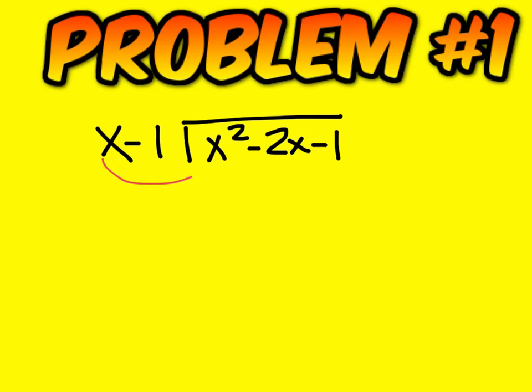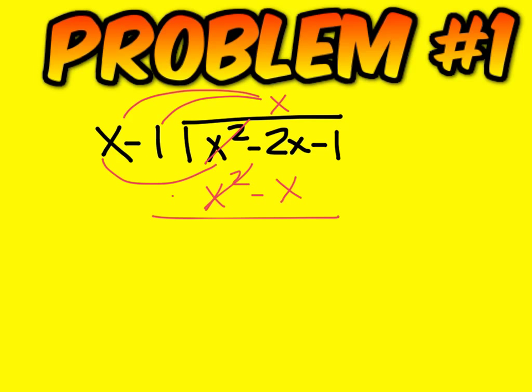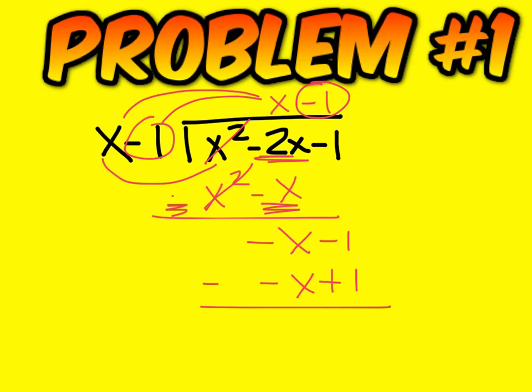What do I multiply x by to get x squared? It's x. So multiply x by each of these to get x squared minus x. These cancel out. Negative 2x minus negative x. That would be a negative x. Double negative. So I'd have to multiply x by a negative 1 to get negative x. And negative 1 times negative 1 is positive 1. These cancel out, and I'm left with a remainder of negative 2.